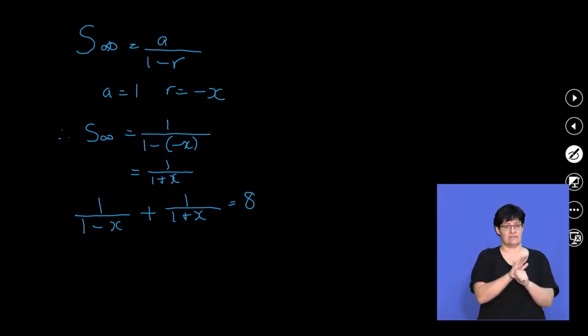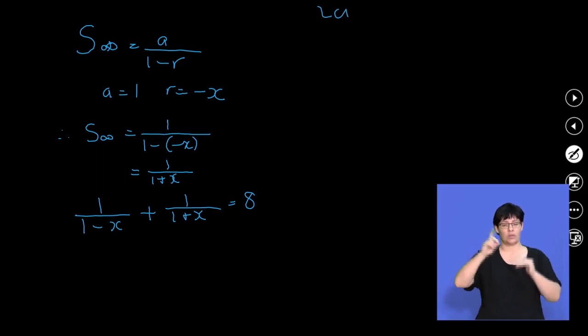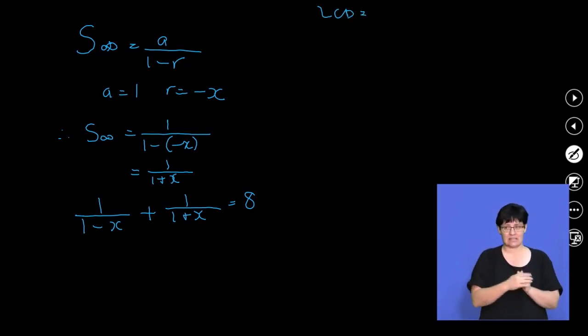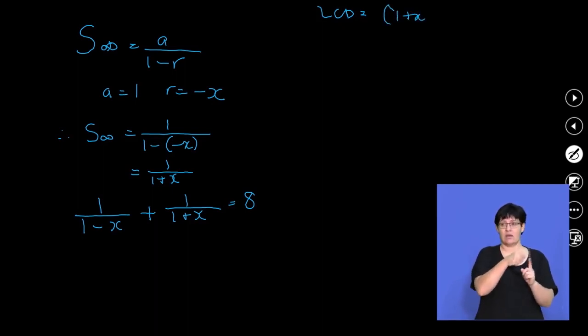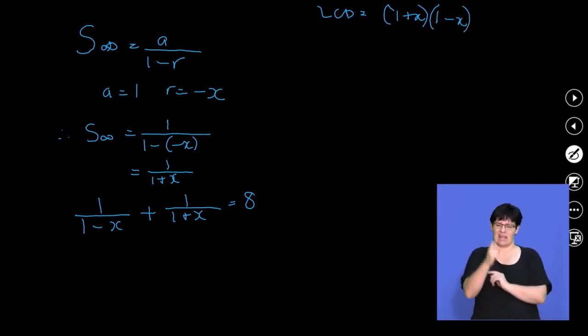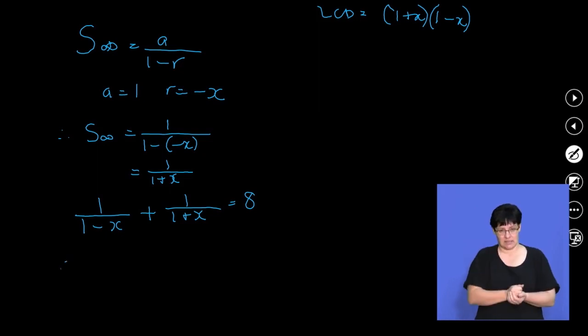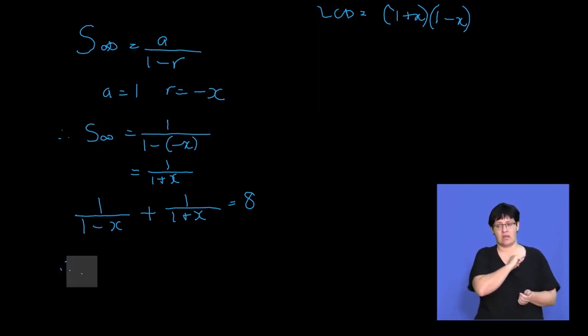Effectively, this becomes an equation with variables in the denominator. So as per usual, we're going to figure out what our lowest common denominator is. In this case, it is going to be the product of the two denominators. The first denominator is 1 minus x, but the order doesn't really matter. So we have 1 plus x and we have 1 minus x. Therefore, we're going to put everything over the same denominator.